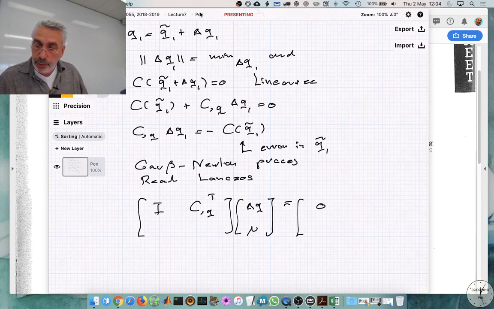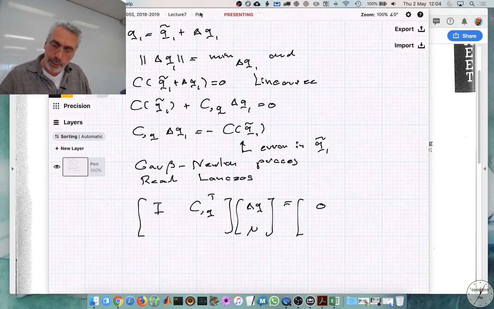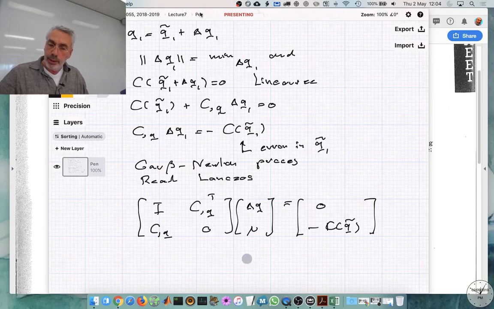So this should be 0, because the sum of the squares of all the delta Q must be minimal, so the delta square should be 0 under the constraint of these linear equations. And then, of course, we have as a second set the linear equations times this is minus the value at the current position.